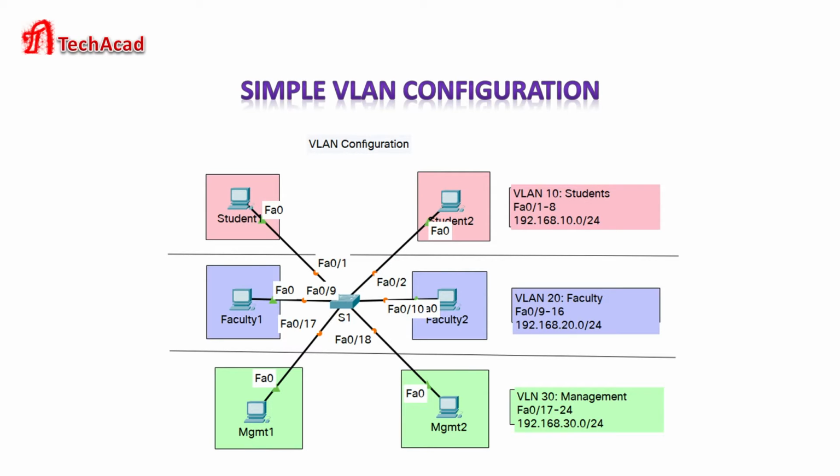In this video, we will see how to configure a simple VLAN. We will have one switch, then multiple edge devices. Then we have these VLANs, VLAN 10, VLAN 20, and VLAN 30. So we will see how to create these VLANs.